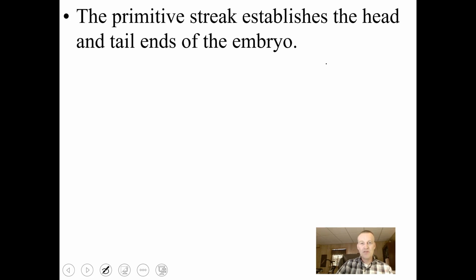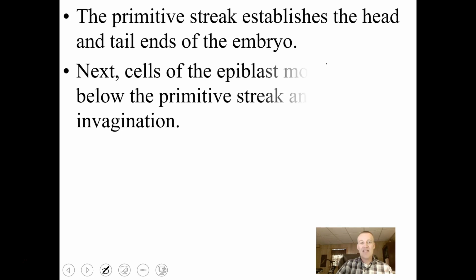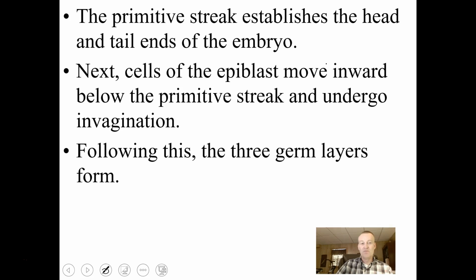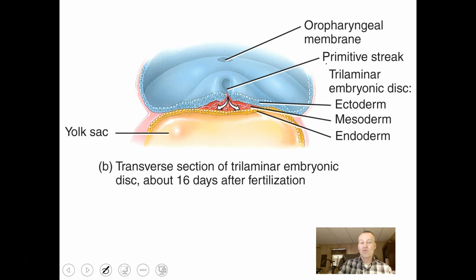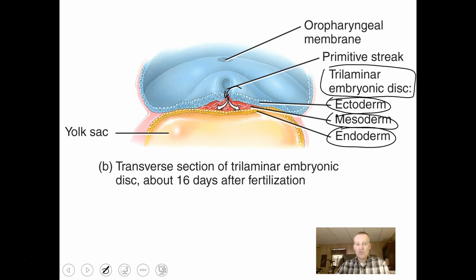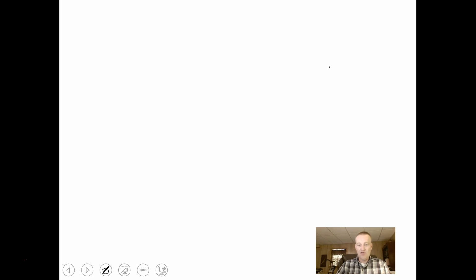The primitive streak establishes the head and tail ends of the embryo. Next, cells of the epiblast will move inward from below the primitive streak and undergo invagination. Following this, 3 germ layers will form. So here we can see the endoderm, and then we have cells that are migrating in through the primitive streak. They're going to form the mesoderm, and then we have the ectoderm, and that makes up the trilaminar embryonic disc. Okay, which is pretty amazing that all of this occurs.